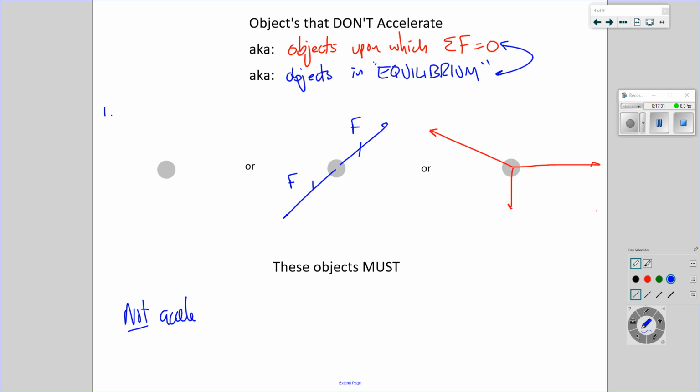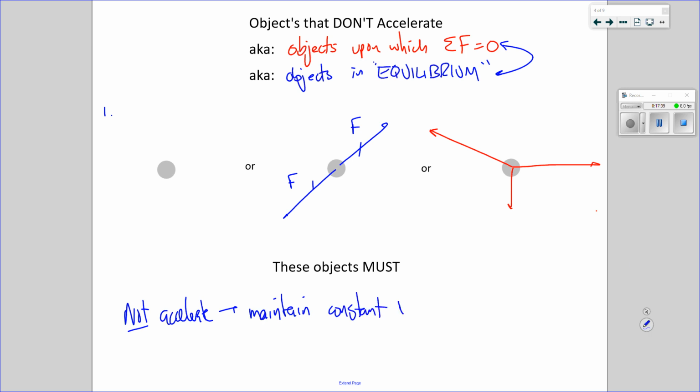Not accelerate. Same as maintain constant velocity. Same as move in a straight line at a constant speed. All right, remember, velocity is a vector. So a velocity of 20 meters per second north and a velocity of 20 meters per second east are not the same velocity. They're the same speed, but they're not the same velocity. So if direction changes, velocity changes.